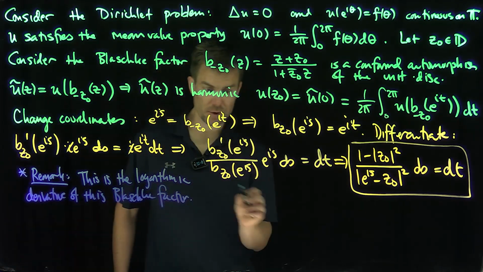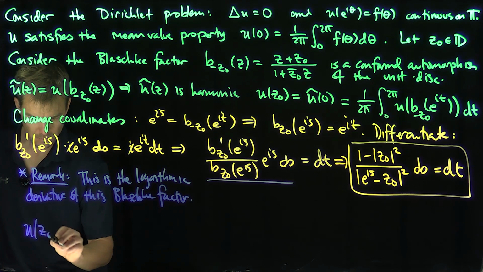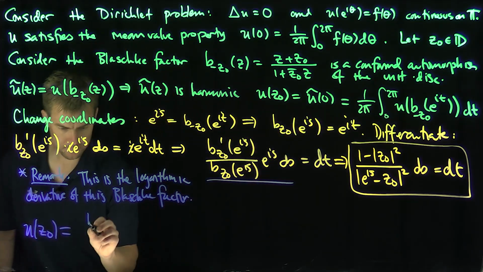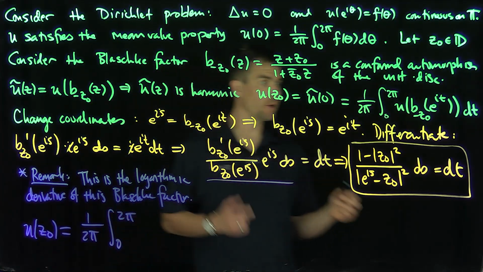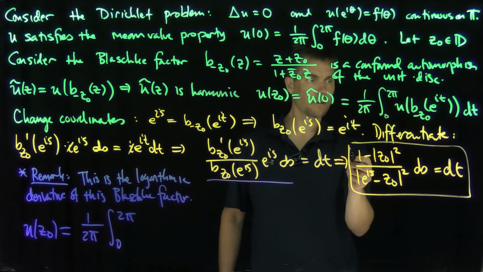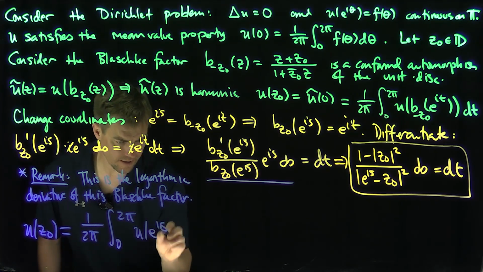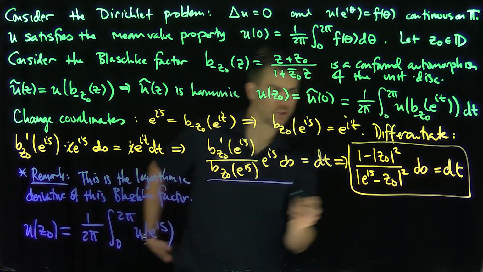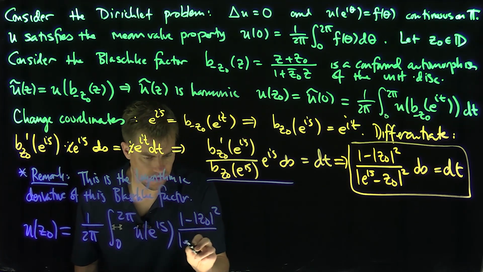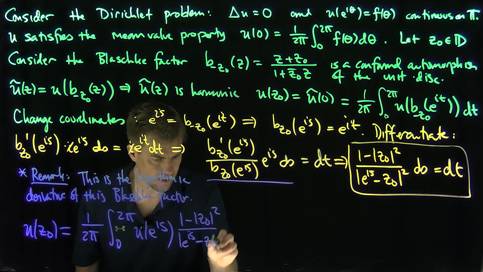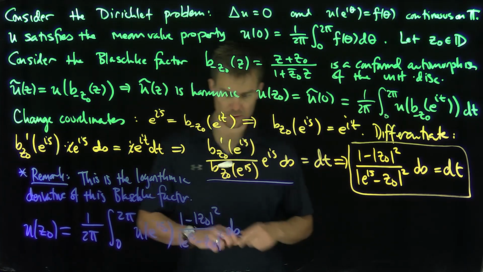Okay, no surprise there. So now I'm going to change the coordinate. So u of z0 is going to be 1 over 2 pi, the integral from 0 to 2 pi of u of what? Well, that was my e^{is}. This is going to be u of e^{is}, times dt, which is this expression over here, 1 minus |z0| squared over |e^{is} minus z0| squared ds, right? And this is the Poisson integral formula.